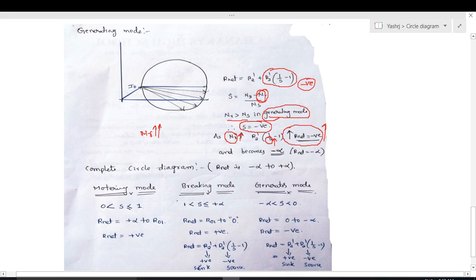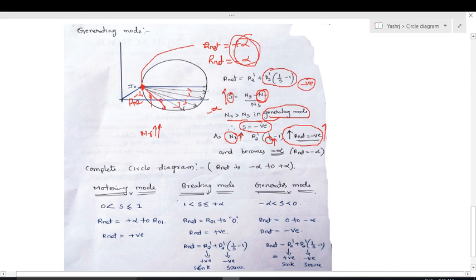As slip increases, it reaches infinity, and because it is negative, it goes to minus infinity. As long as the rotor speed increases, R net reaches minus infinity. This is the point where we took R net equal to plus infinity in motoring mode, and in generating mode this is minus infinity. So that's why the net resistance changes from minus infinity to plus infinity.